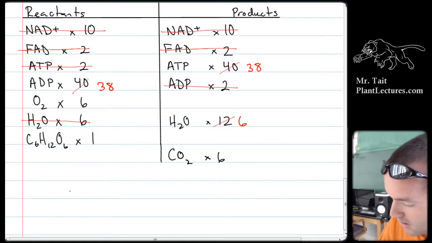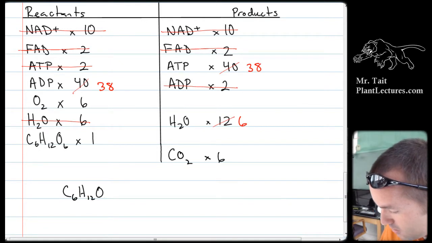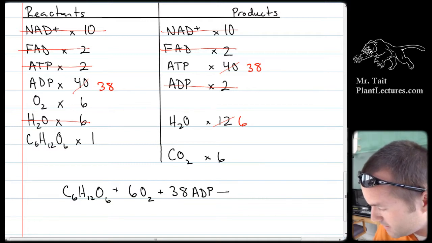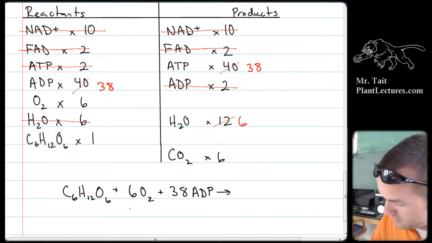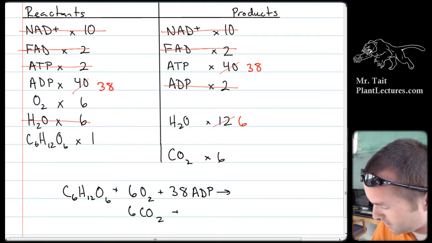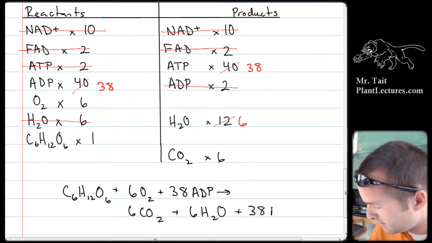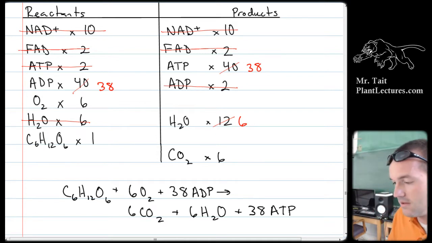So our equation becomes C6H12O6 plus 6 O2 plus 38 ADP yields 6 CO2 plus 6 H2O plus 38 ATP. That's it, right? That's the thing that we know. C6H12O6 plus 6 O2 yields 6 CO2 plus 6 H2O, and we make 38 ATP in the process.